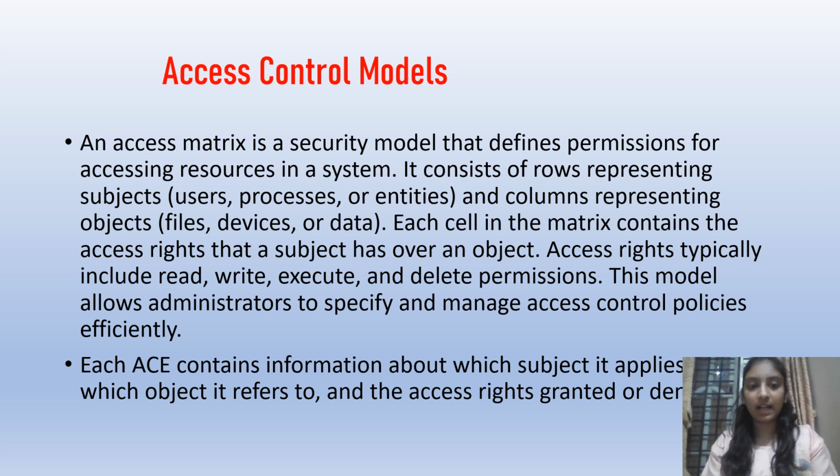Access control models. An access matrix is a security model that defines permissions for accessing resources in a system. It consists of rows representing subjects and columns representing objects. Each cell in a matrix contains the access that a subject has over an object. Access rights typically include read, write, execute, and delete permissions. This model allows administrators to specify and manage access control policies efficiently. Each ACE contains information about which subject it applies to, which object it refers to, and the access right granted or denied.